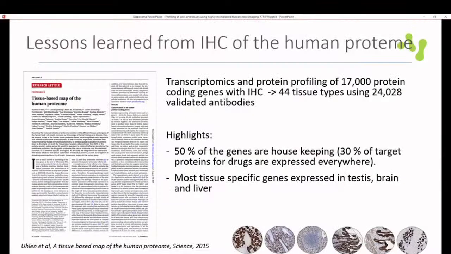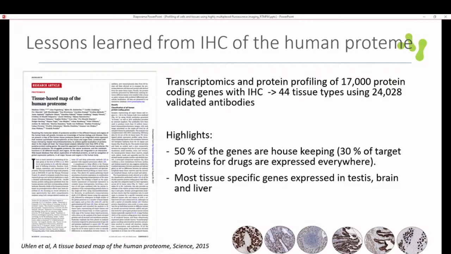If we move to the immunohistochemistry part and the more global mapping of the human proteome, this is a combined work of transcriptomics, but then the immunohistochemistry of over 17,000 proteins across 44 tissue types and based on around 24,000 different validated antibodies. And what we see here is that about 50% of all of these protein coding genes are localized or are expressed in all of the tissue types across the body. So they are what we call housekeeping proteins.